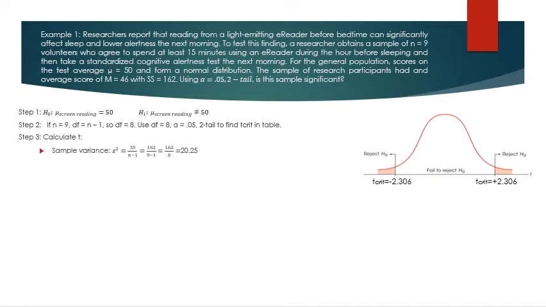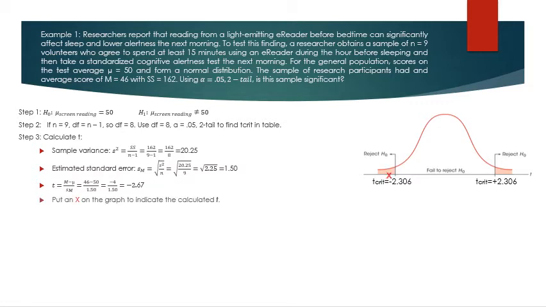Step 3 is going to be to do your calculations. So again, you have to start with variance. So you can find that because they gave you sum of squares and they gave you n. So you get variance of 20.25. Then you're going to find estimated standard error. Plug in your variance and your n, and you should get 1.5. Then you can find your t-score. Your t is equal to M minus mu over the estimated standard error. This gives you negative 2.67. So you're going to put an x on the graph, indicating where your calculated t is. And step 4, you're going to reject the null because there is a significant treatment effect because you're in the rejection regions.